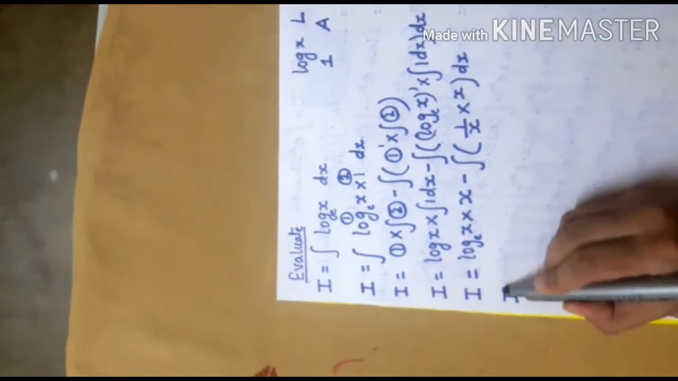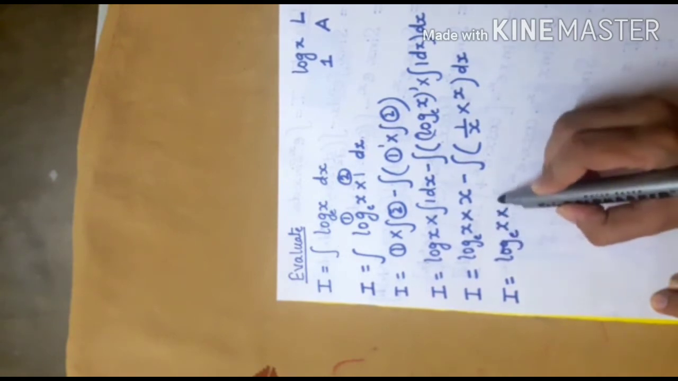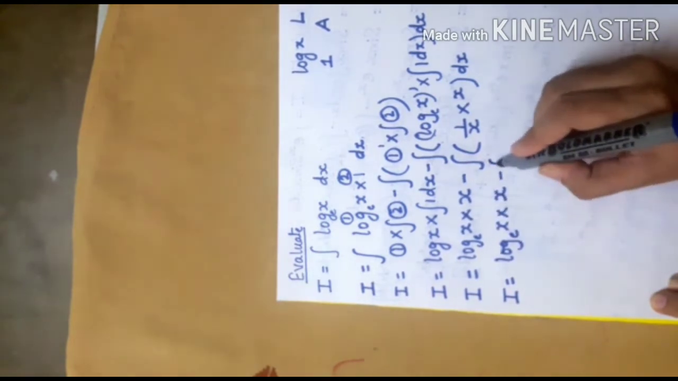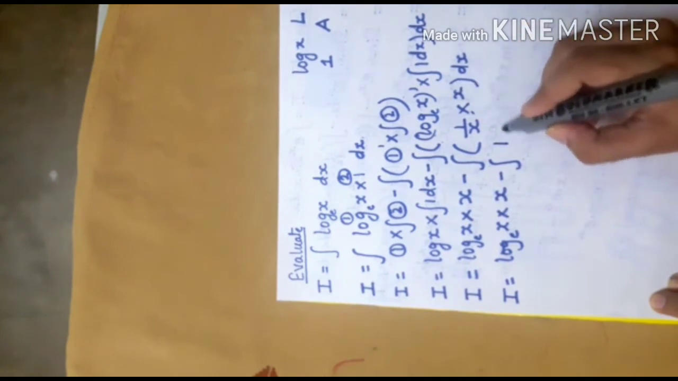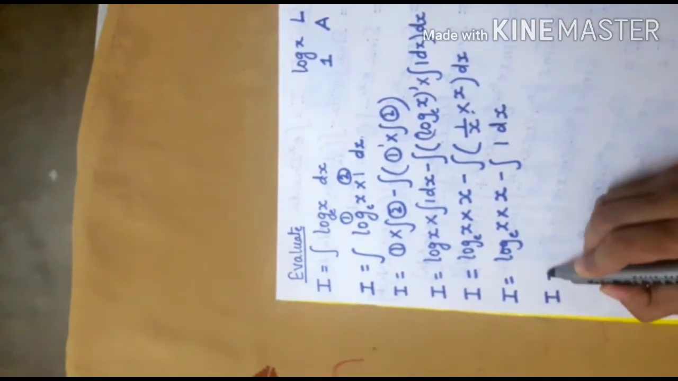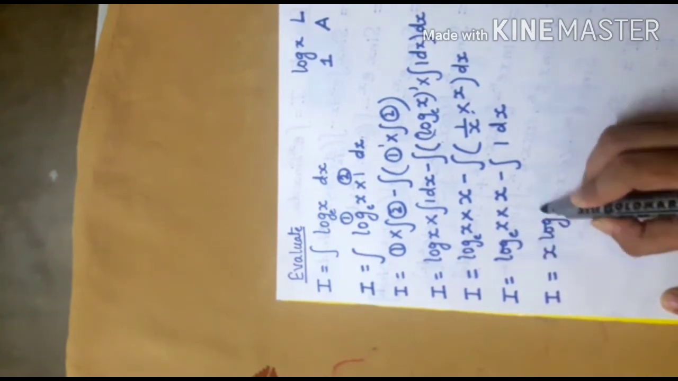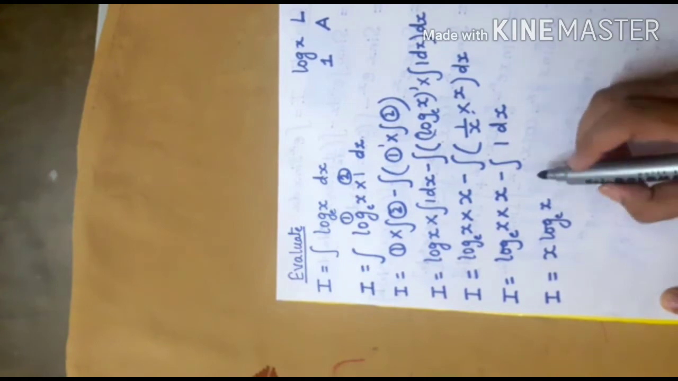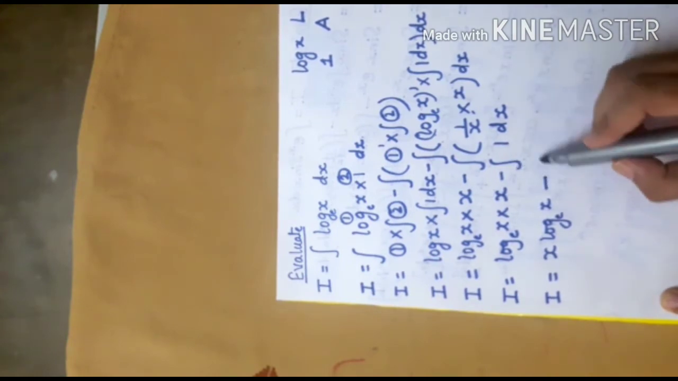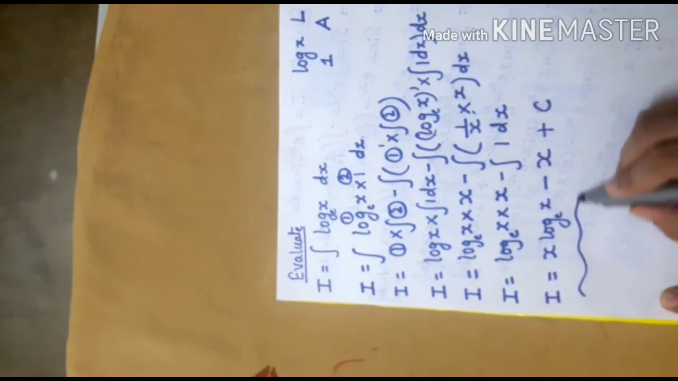So it will be I equals log x into x minus, this will get cancelled out, you will get integral 1 dx. So from here I will be equal to, I'll write this as x log x to the base e minus integral of 1 dx is x plus constant of integration.